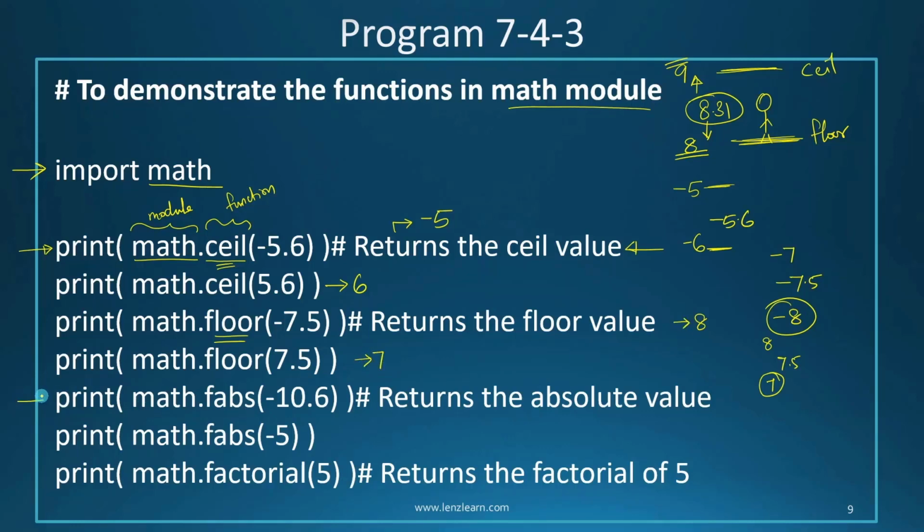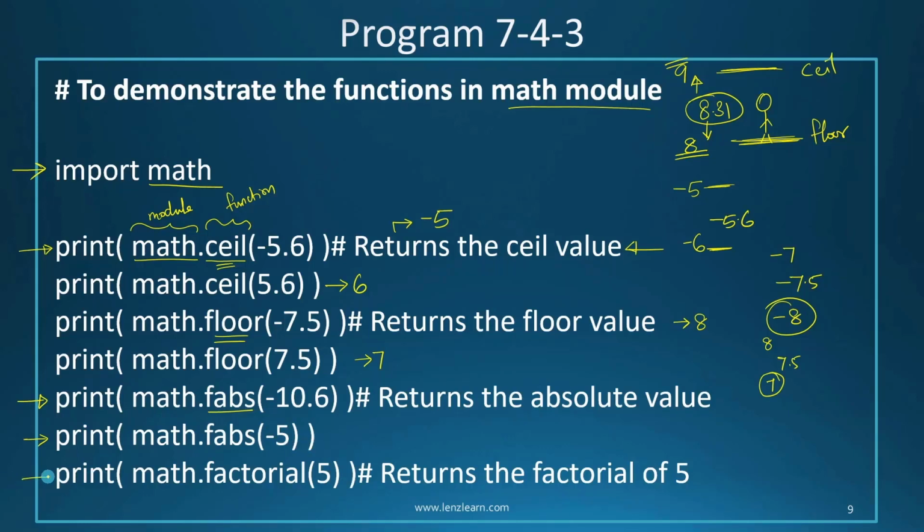In the next print statement, we are going to work with a function called fabs. This will just print out the absolute value of minus 10.6, and the next print statement will print the absolute value of minus 5. It will just remove the sign and print it.